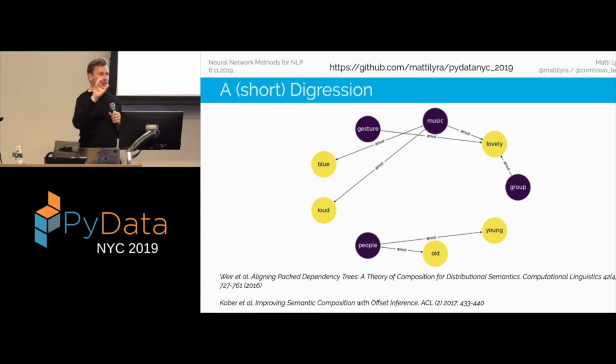The point that I want to get across here is that word embeddings are not the only way of doing this. They just happen to be very convenient for linear algebra, because these network structures are very difficult to add together and subtract from each other.